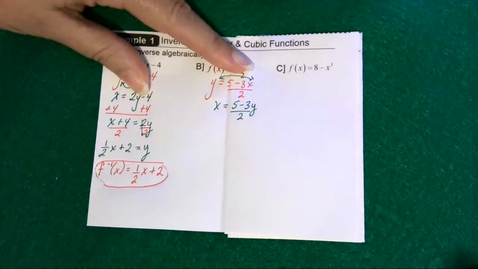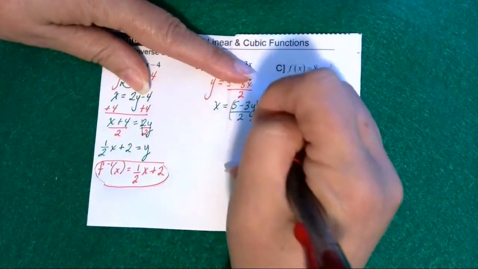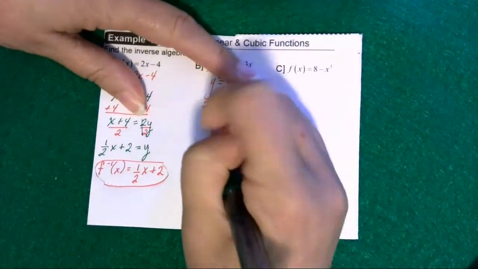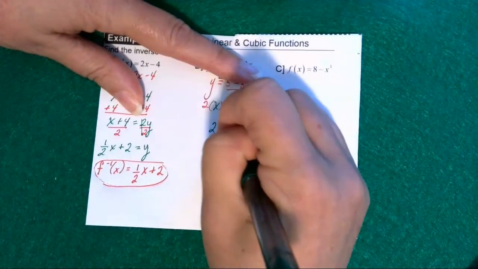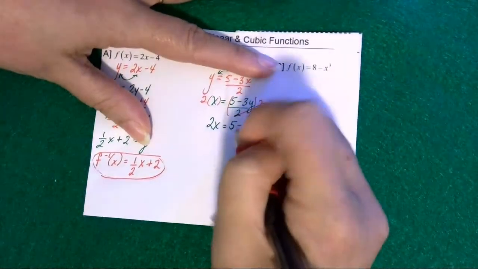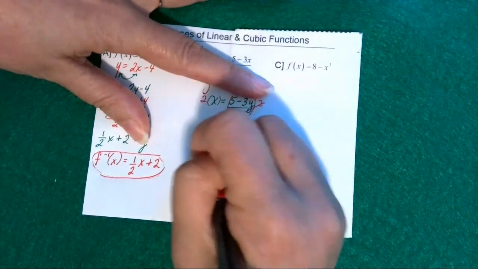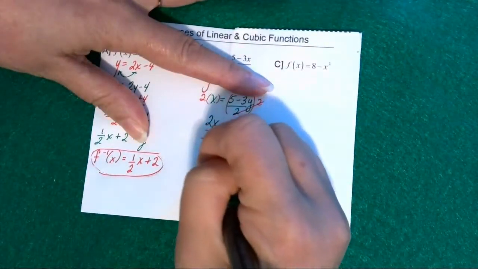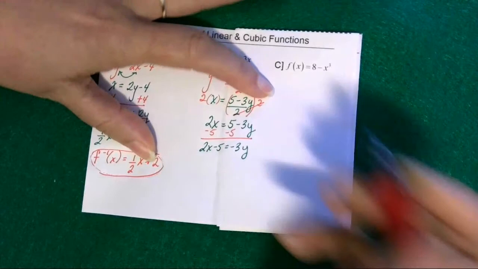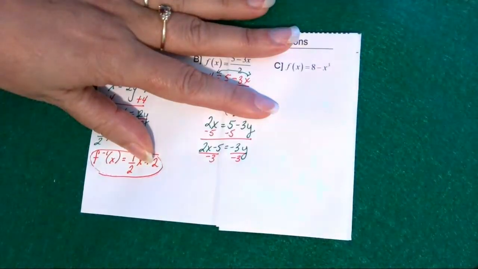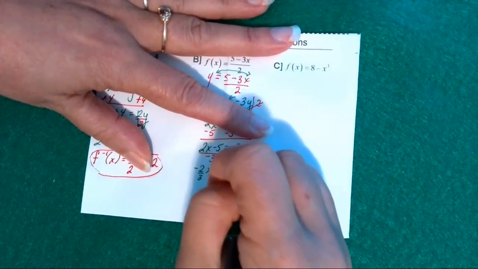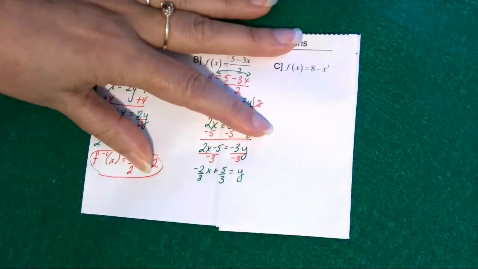Okay, then I want to solve for y, so I'm going to multiply both sides by 2, so that these 2's cancel, and then I'll be left with 2x is equal to 5 minus 3y. Then still trying to get that y by itself, I'm going to subtract 5 from both sides, and I'll have 2x minus 5 is equal to negative 3y.